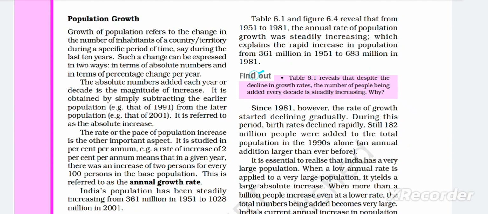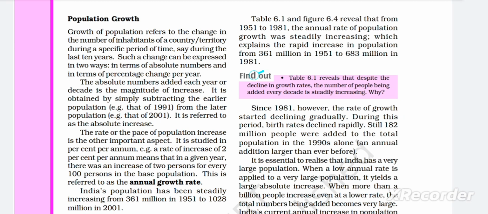Population growth. Growth of population refers to the change in the number of inhabitants of a country or territory during a specific period of time, means it may be during the last 10 years. Say during the last 10 years, such a change can be expressed in two ways, in terms of absolute numbers and in terms of percentage change per year.